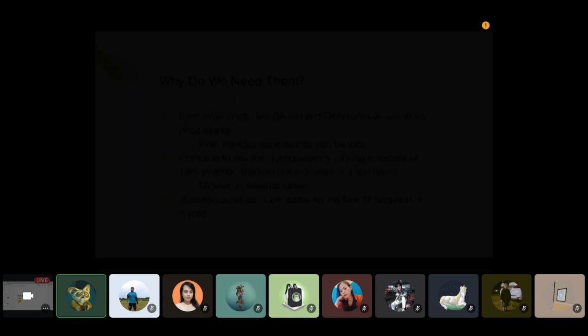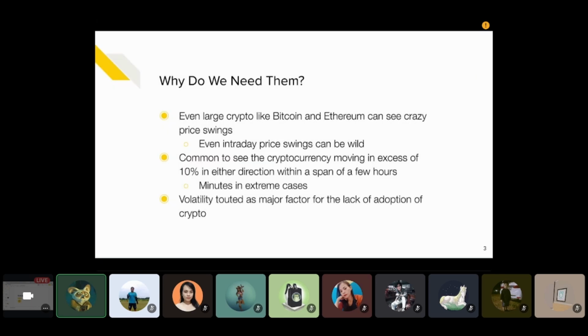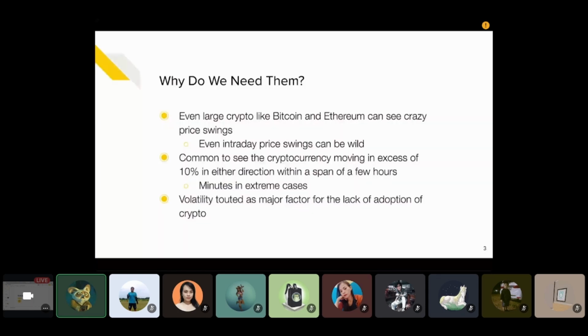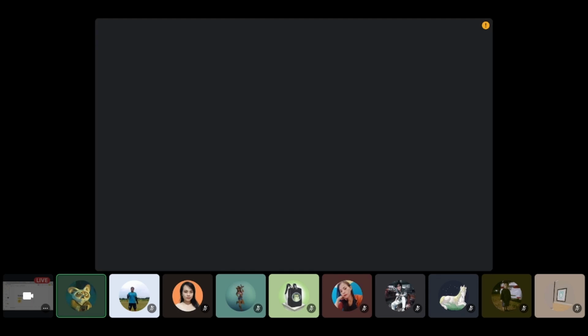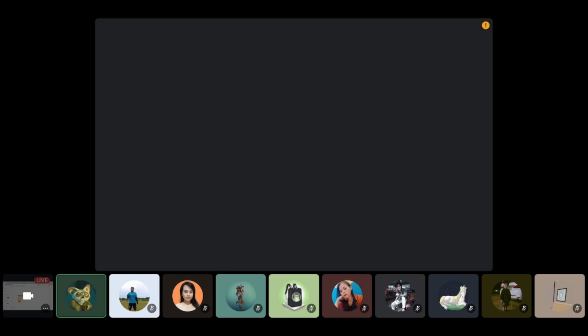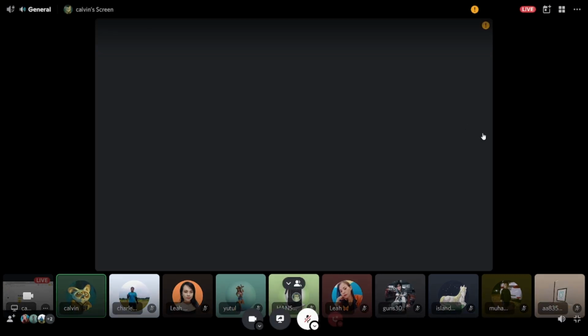So what exactly are stablecoins? Why do we need them? Why does this issue exist? What's the main deal behind this? The main idea is that even large crypto like Bitcoin and Ethereum can see crazy price swings. Even during a specific day, you can see price swings of 10%, 20%, 30%, which in other investments such as stocks and commodities is unseen. So it's really an issue on why crypto isn't adopted as a major currency, because of its volatility.